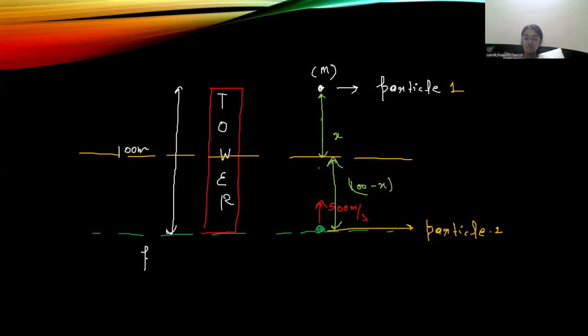For particle 1, I'm writing P1. So apply. Tell me fast. It will be like this. S is equal to, it is drop, now initial velocity will be 0.